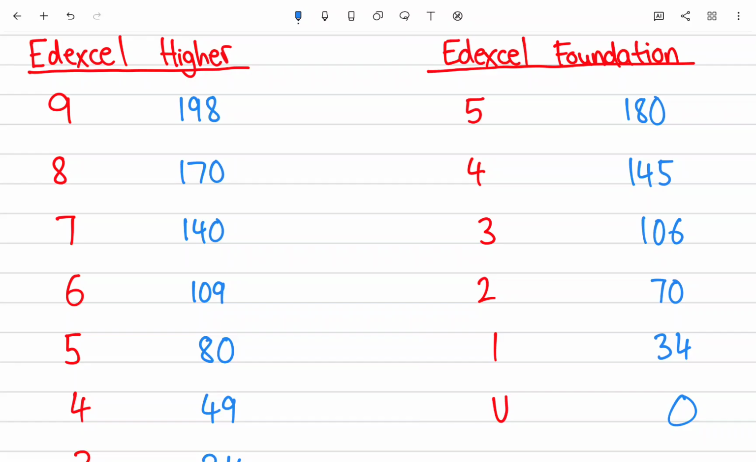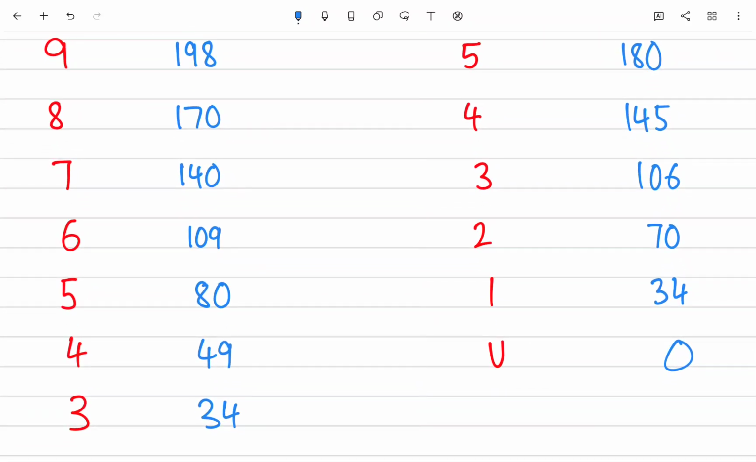So if we start off with the higher, if you are aiming for a grade 9, you would need ideally 198 marks, grade 8, 170, grade 7, 140, grade 6, 109, grade 5, 80 marks.